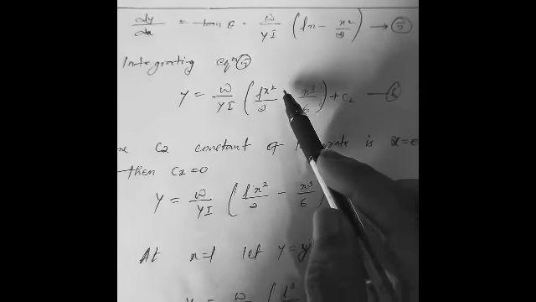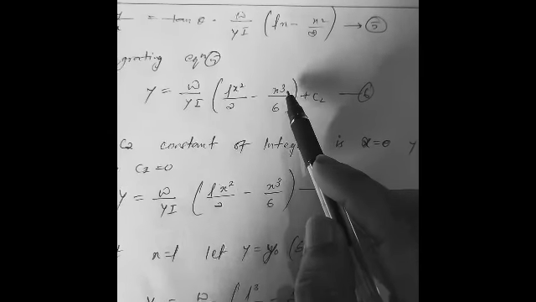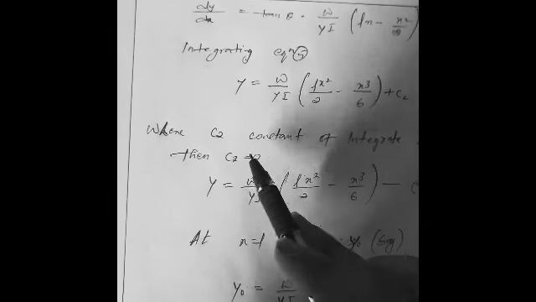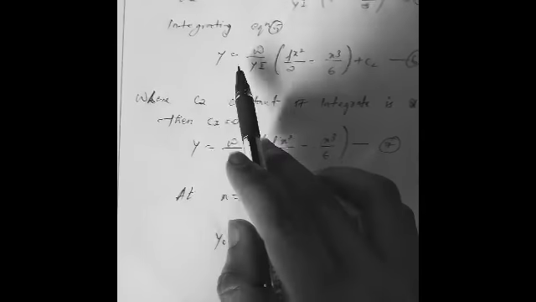When we integrate x, it becomes x square by 2, and x square becomes x cube by 3, into one half, which gives 6. Here c2 is the constant of integration. At x equal to 0, y is equal to 0, then c2 is equal to 0. When the LHS is 0 and the RHS is 0, c2 is equal to 0. Same equation but without c2: y is equal to W by YI into Lx square by 2 minus x cube by 6. This is equation 7.